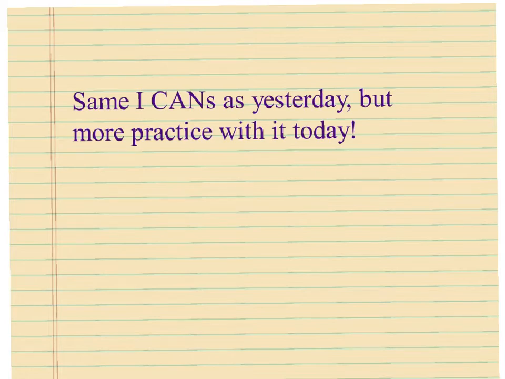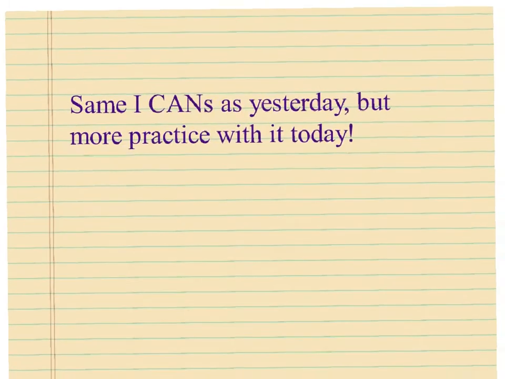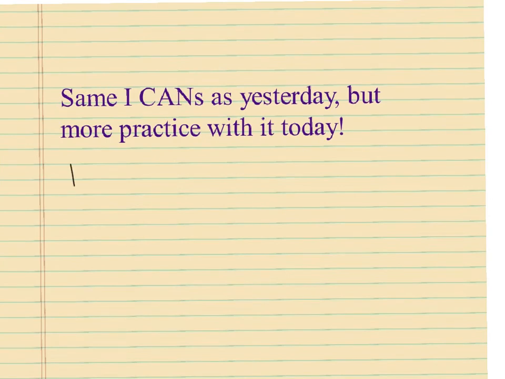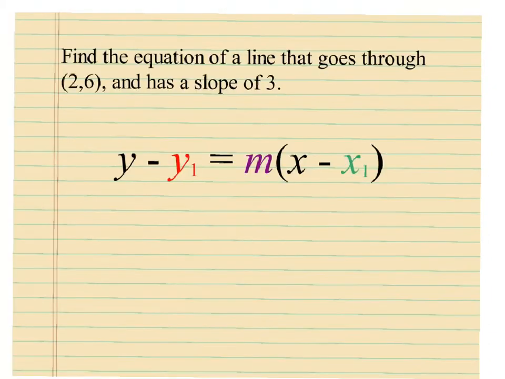This is 1.4. I know it looks exactly the same as the other one, same icons. Technically calling this 1.4. We're going to have more practice with writing equations. So we're going to find the equation of a line that goes through a point and has a slope. I like to use the point slope formula, which I gave again below, because I have a point and I have a slope.